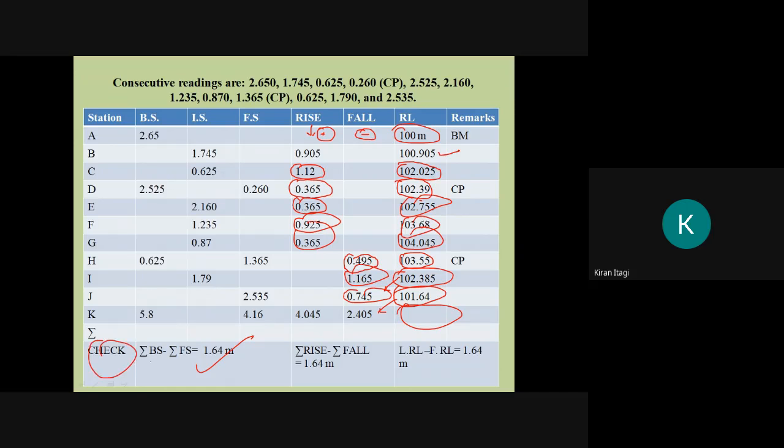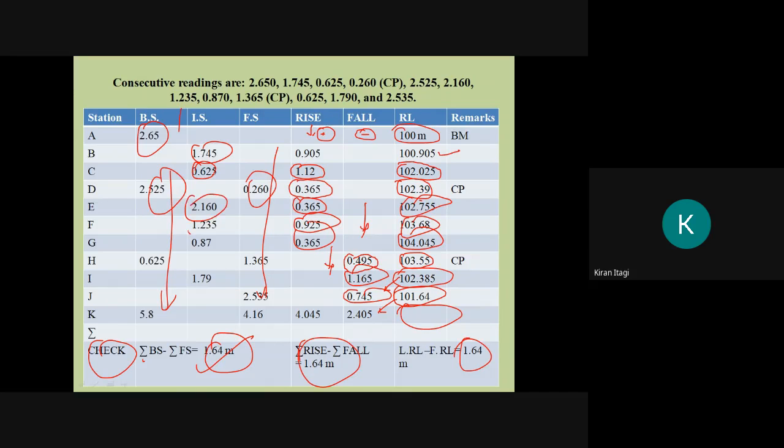And once you want to check, the summation of backsight and summation of foresight will give you one reading, the summation of rise and summation of fall give you the other readings. So you have to check all these three parameters. Be careful while entering the data in the tabular column, whether it is rising or falling.